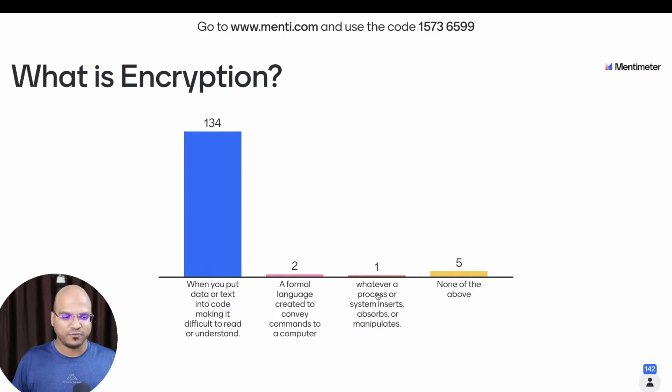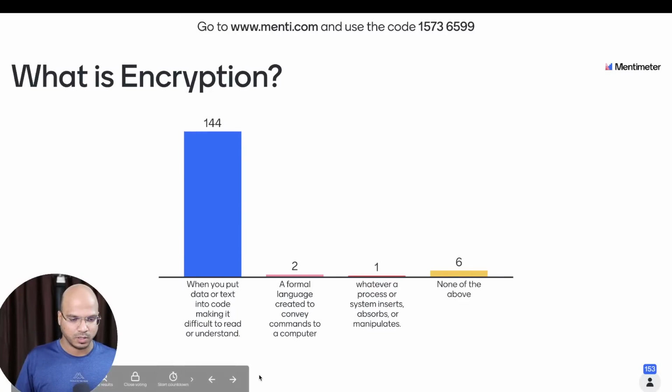Okay, so the majority of you are saying the first option, and that is correct. The first option is correct, which is when you put data or text into a code, making it difficult to read or understand. That's true. So basically, we do encryption. On the other side, we do decryption. Awesome.